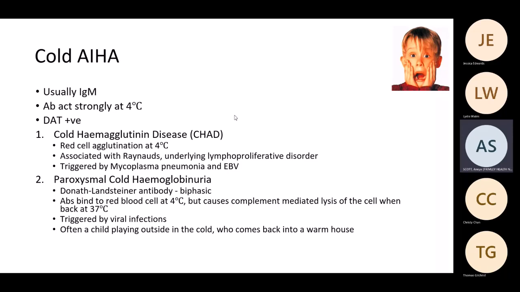And the second one is paroxysmal cold hemoglobinuria, where you get these biphasic antibodies called Donath-Landsteiner antibodies, which bind the red blood cells at 4 degrees, but don't cause any problems at 4 degrees. It's only when the cells warm back up. So when they're back up at 37 degrees, that's when you get this complement-mediated lysis of the cells. That one's triggered by viral infections, and in questions, I haven't really seen many questions, but it's often associated with a child who's playing outside in the cold and then comes back into a warm house and starts feeling unwell.